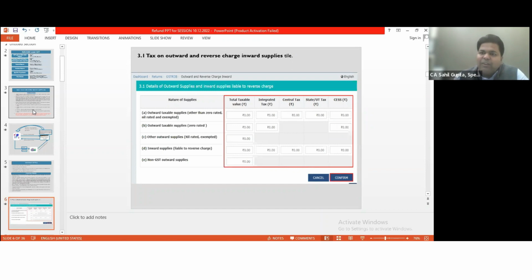A specific refund cell has been created at all export ports, and the refund will be processed through that port in a manual process.